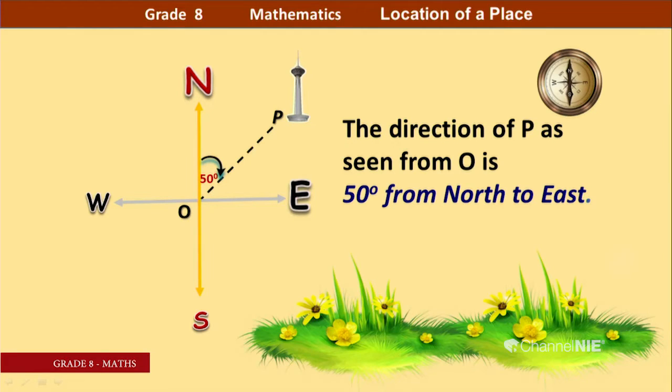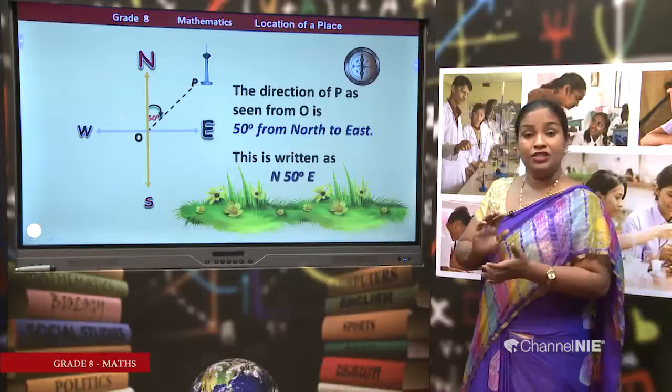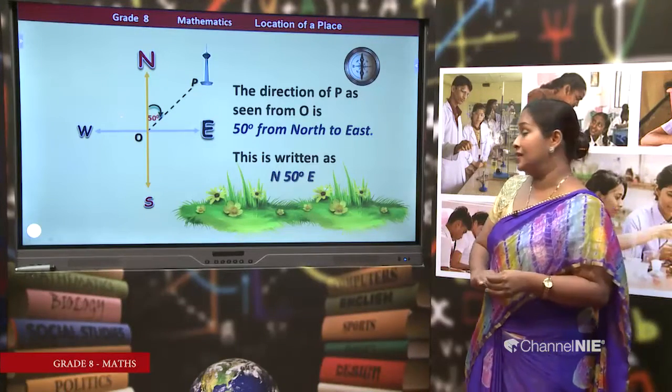We can write it in a short way. To denote the north we use capital letter N, then the angle mentioned, that is 50 degrees, and for the east direction we use capital letter E. So, we can say capital N 50 degrees, capital E. Okay. We will check another example like this.